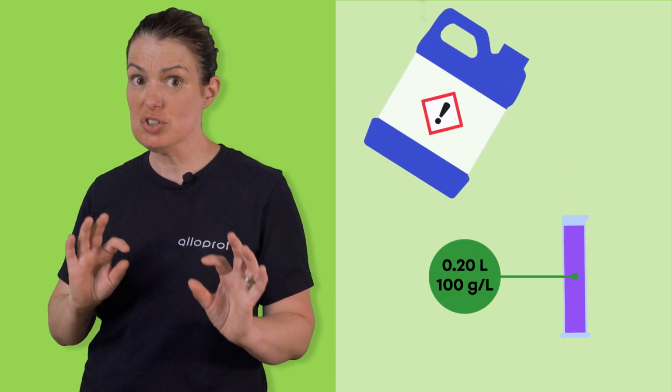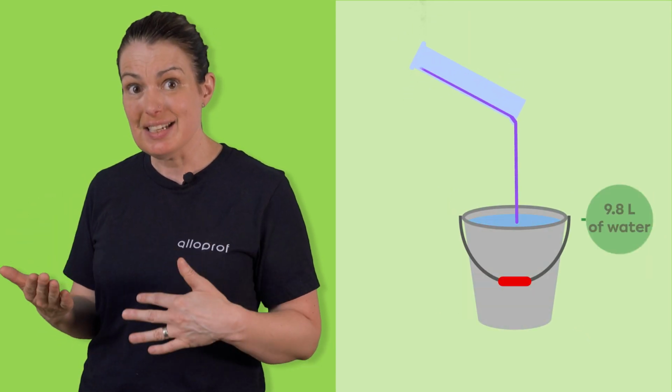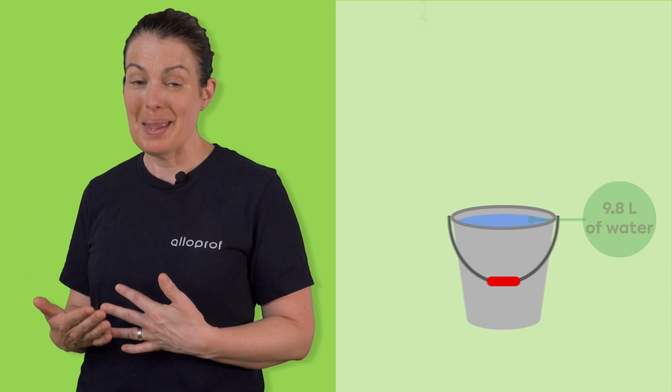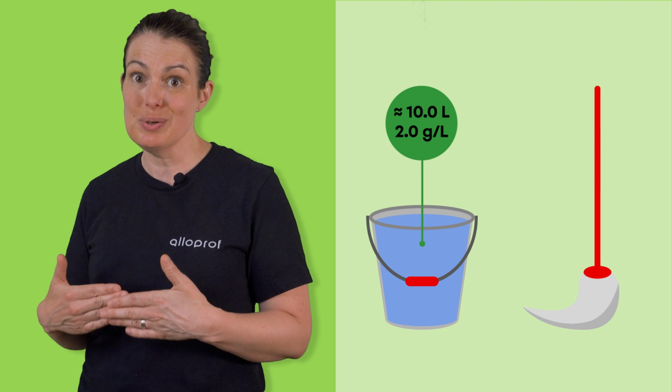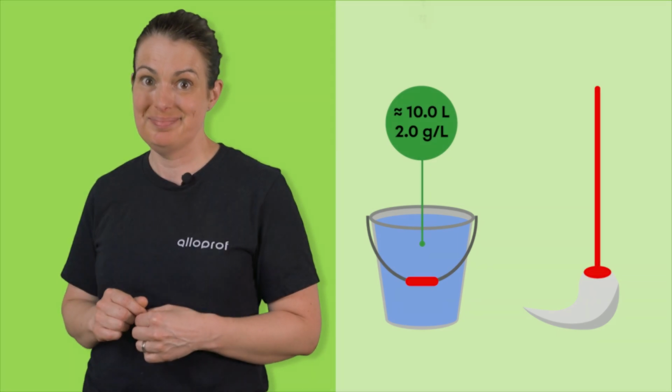Let's recap. To prepare the final solution, 0.20 liters of the initial solution is used, and it is diluted with 9.8 liters of water. Approximately 10.0 liters of solution concentrated at 2.0 grams per liter is obtained.